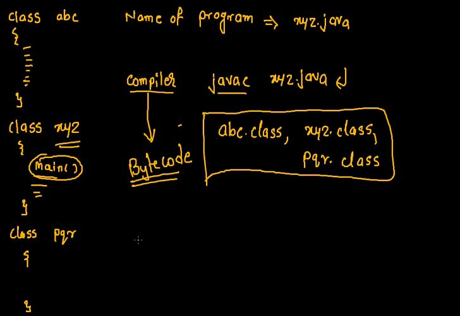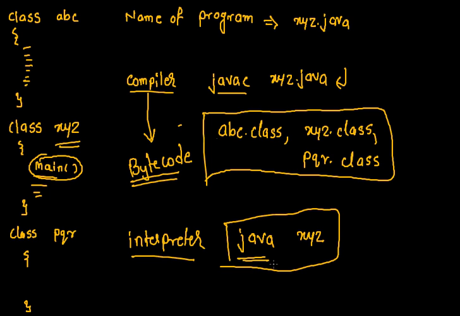So for executing, we use the interpreter, that is java space xyz. What is java here? Java is the interpreter. The name of the Java interpreter is java. So when you write this, your actual program will execute and you will get the output. Whatever output is going to be generated depends on the program.